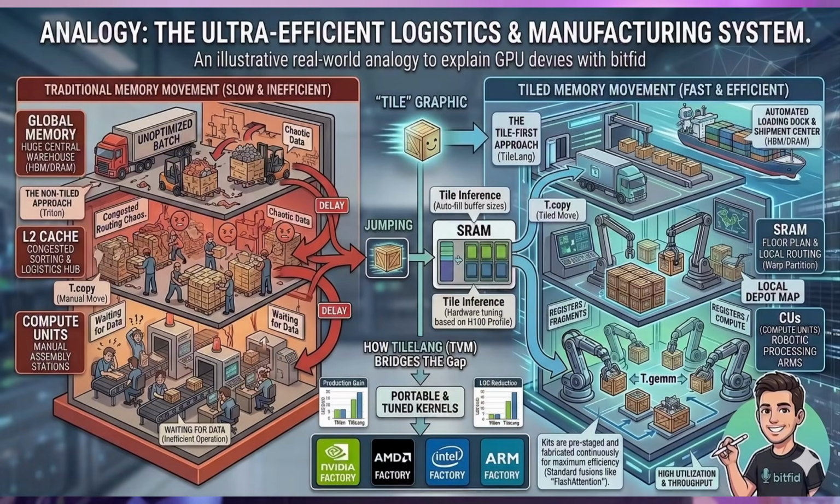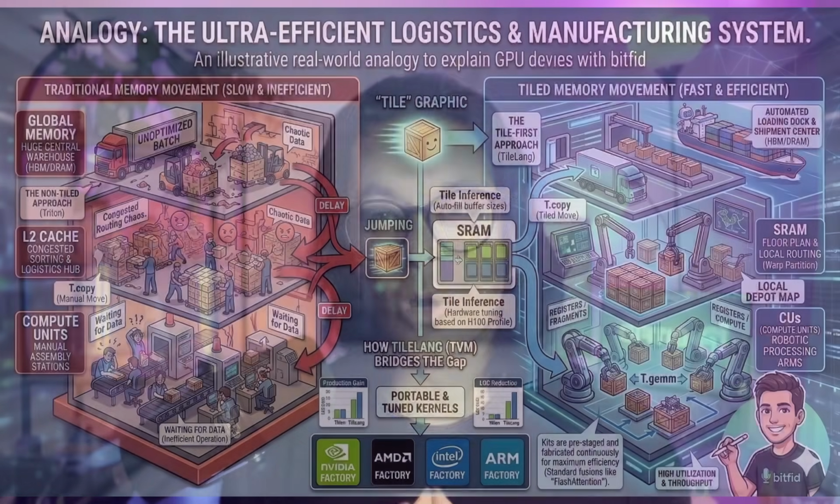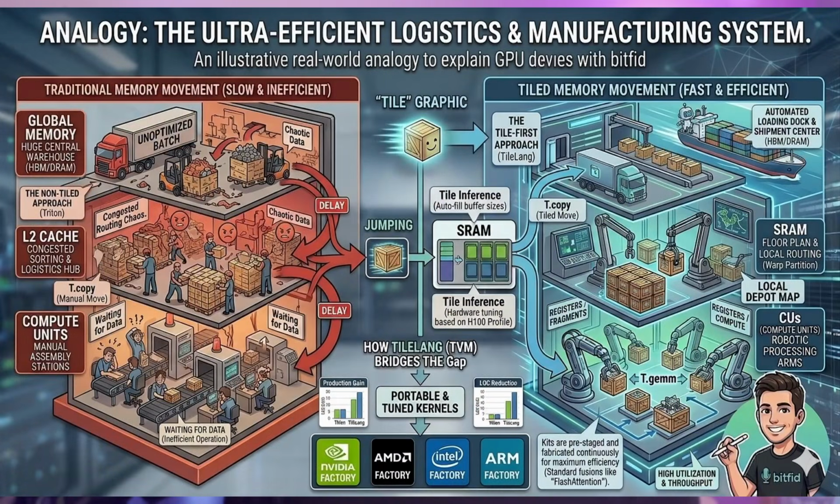And the easiest way to understand this is through a warehouse and a factory analogy. On the left, we have traditional memory, which is slow, messy, and inefficient. On the right, we have the tile memory movement: structured, fast, and efficient. Think of the GPU as an ultra-fast automotive factory. Inside the factory, global memory, also called HBM or DRAM, is a huge central warehouse. SRAM, or shared memory, is a local depot near the factory. Registers and compute units are the robotics assembly stations where the actual math happens.